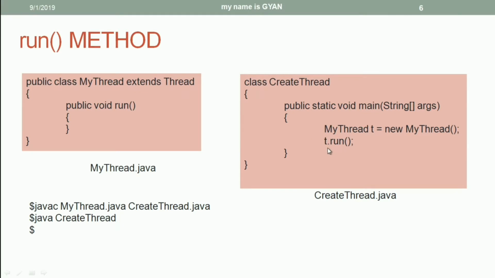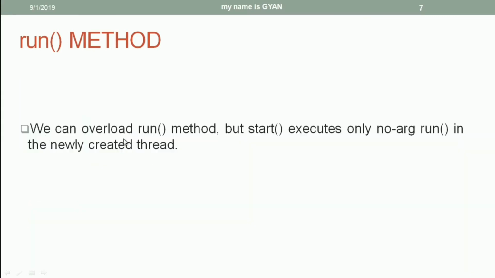Of course, instead of calling t.start, if you call t.run, then it will not create a new thread, and the overridden run method will execute in the thread main. We can overload the run method, but the start method executes only the no-argument run in the newly created thread.